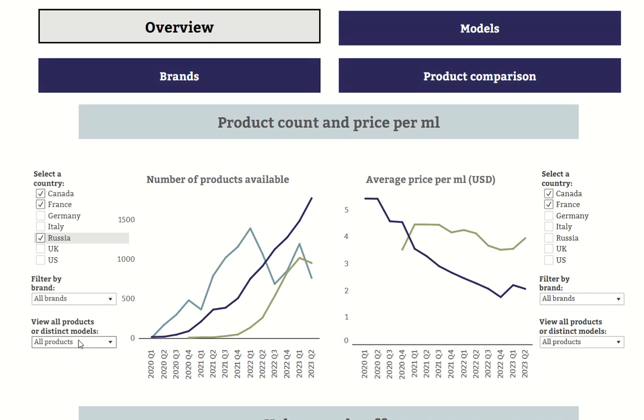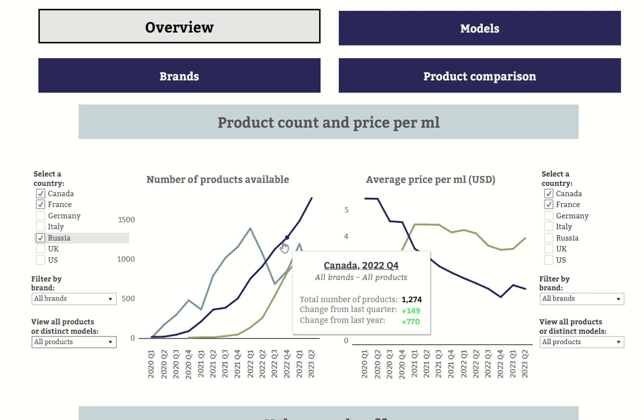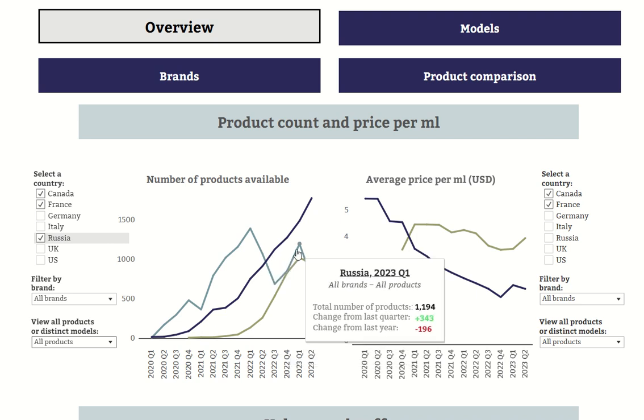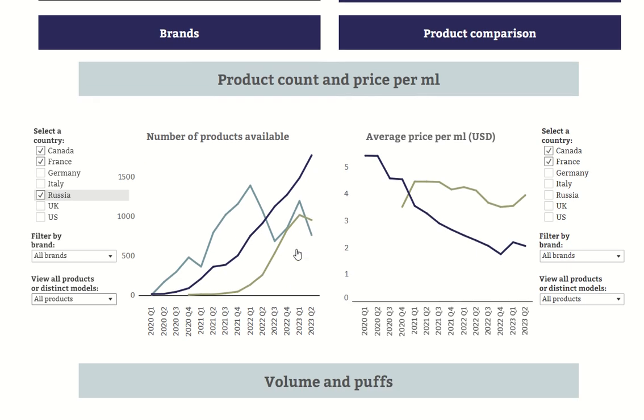So the difference between all products and distinct models is that all products takes into account the different flavors that a disposable model can come in. So if one model has 20 different flavors and all products are selected, these 20 different flavors are accounted for as 20 different products. Whereas if we select the distinct models option, each one of these 20 flavors is only counted as one product. Also, users are able to scroll over the line graphs to get more detailed information on the metric that each one of these graphs represents.